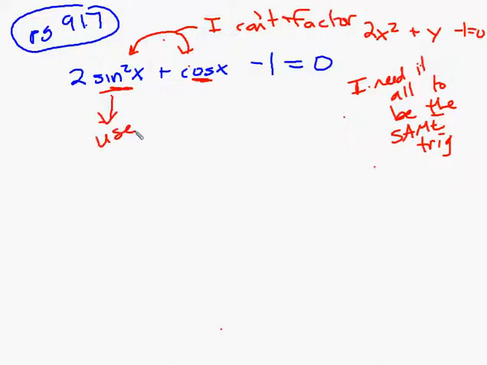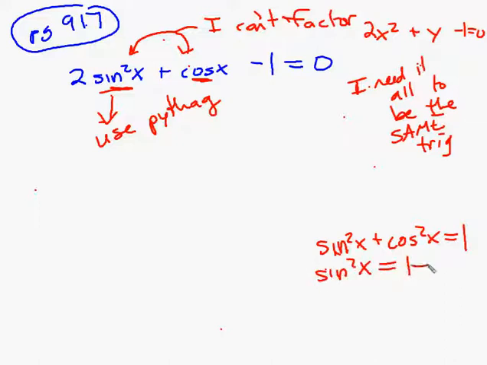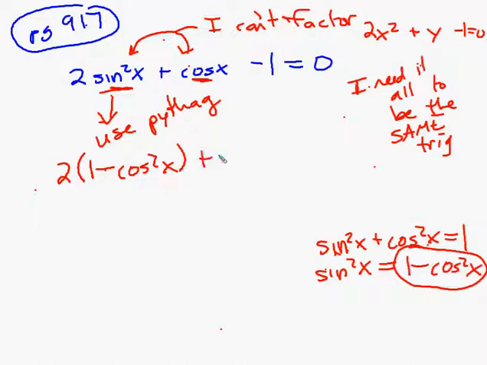I'm going to use the Pythagorean identities to change that one. So remember, sine squared x plus cosine squared x equals 1. That means sine squared x equals 1 minus cosine squared x. And you see why we proved those identities earlier. So we're going to take that and replace it in here. So we're going to say 2 times (1 minus cosine squared x) plus cosine x minus 1. And we're just going to go through some simplifying here.